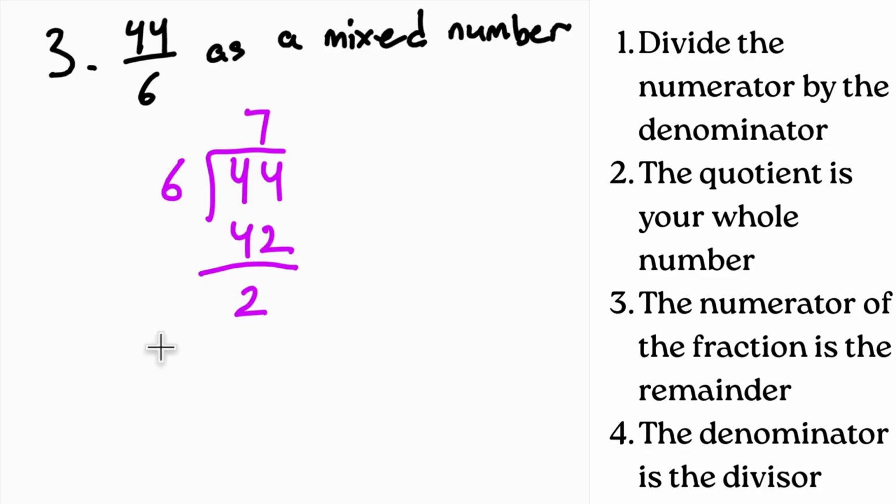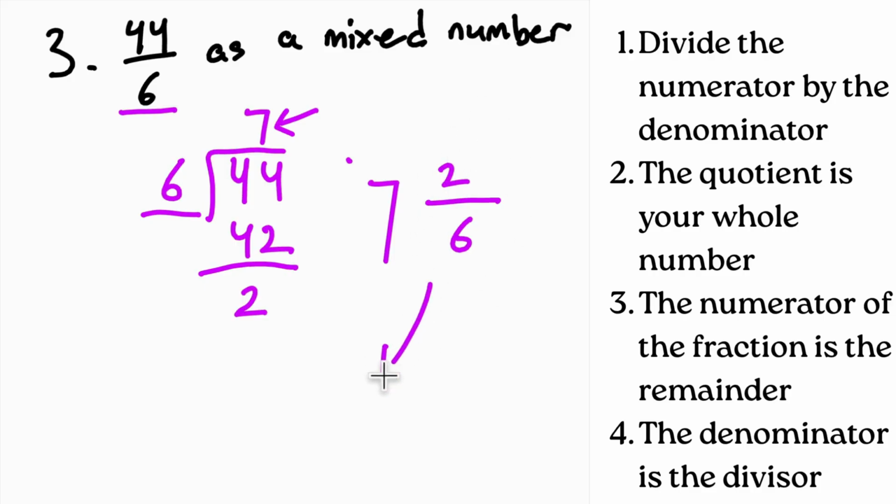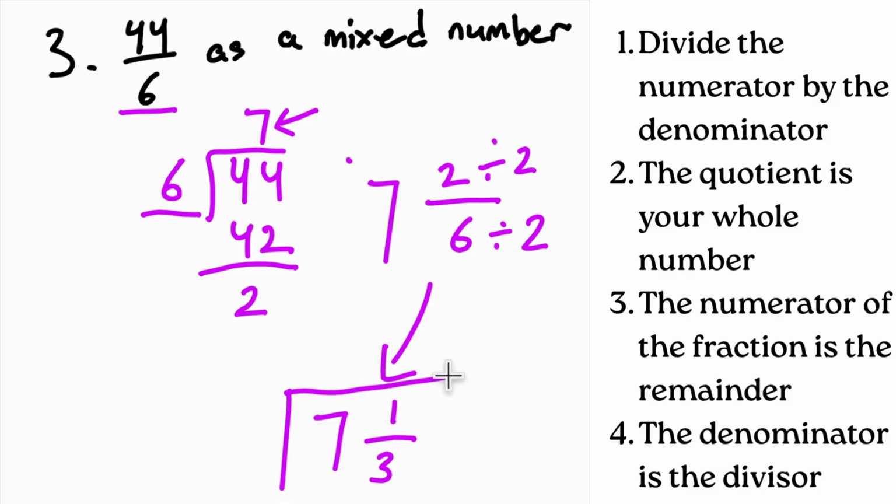We can't divide any further. So our whole is going to be 7, because that's what we got up here. And then our fraction is going to be 2, that's our remainder up here, divided by our denominator, which is the same everywhere, 6. So 7 and 2 over 6. But then one more step: we have to simplify this fraction. We can divide both the top and the bottom by 2. So we get 7, and 2 divided by 2 is 1, 6 divided by 2 is 3. So 44 over 6 as a mixed number is 7 1/3.